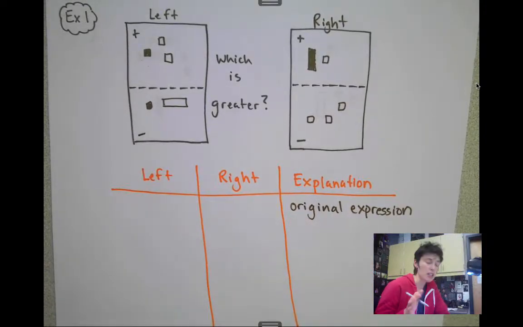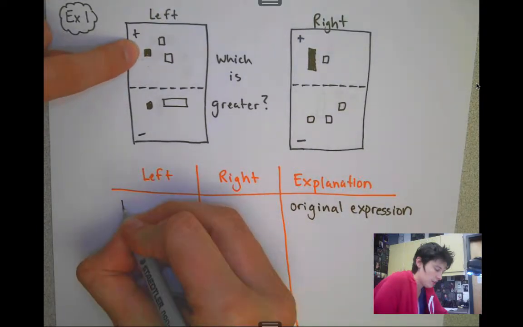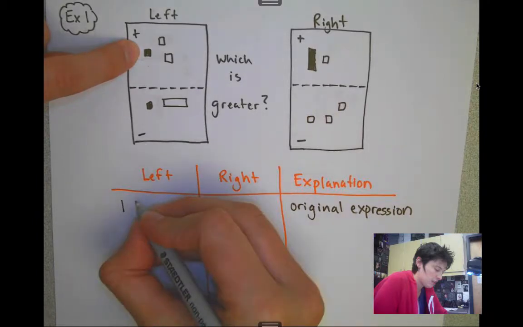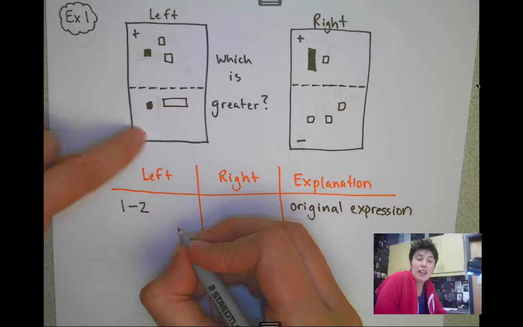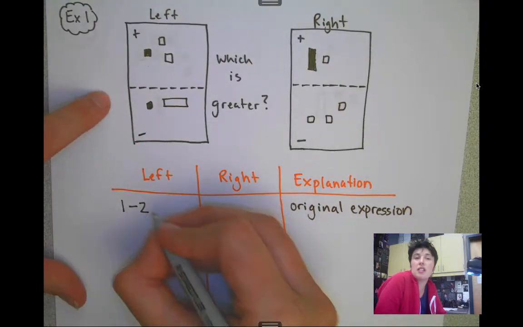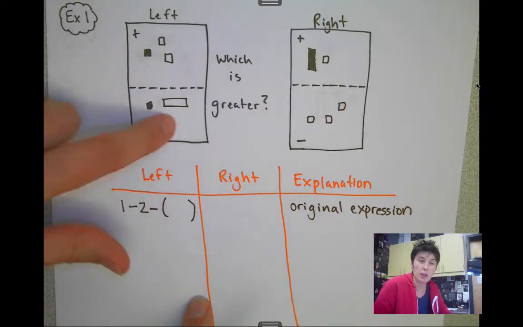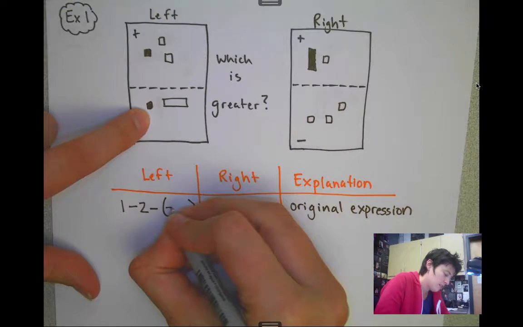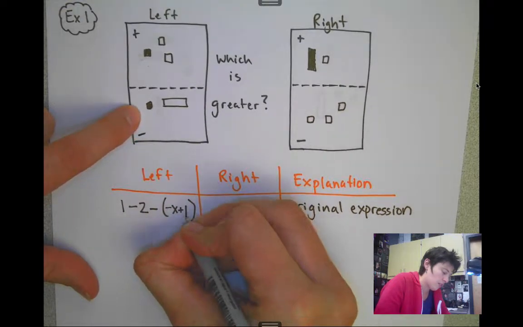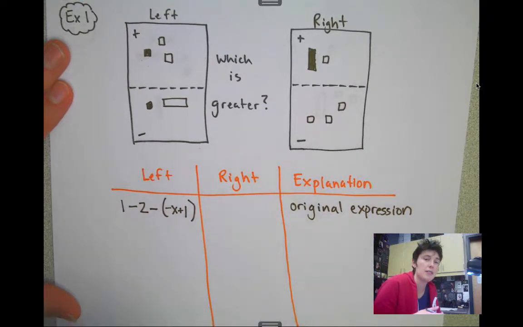So if you're looking at the picture here, our original expression on the left are the tiles that we've laid out. I see one positive tile. I'm going to write that down, 1. I see minus 2 tiles, 2 negative tiles, and then I have whatever's in the subtraction box. So we write subtract parentheses, and then we represent what's down here inside those parentheses. So I see a negative x tile plus 1 little unit. And I'm going to write that down. That's my original expression on the left side.